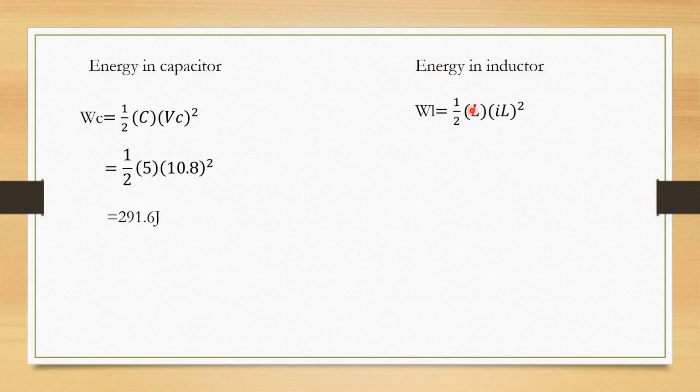For the energy in inductance, the formula is almost the same, but we have to replace the capacitance with the inductance. So the formula is 1 over 2 times inductance times current across the inductor to the power of 2. After replacing the values, I got the equation 1 over 2 times 7 times 1.2 to the power of 2, which we got from the earlier calculation, and this equation is equal to 5.04 joule.